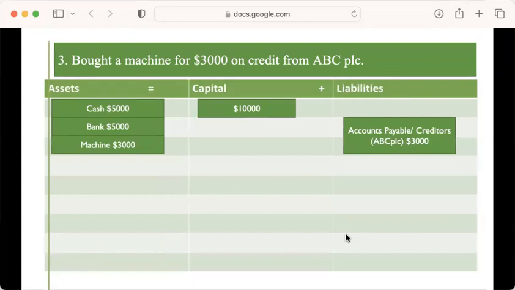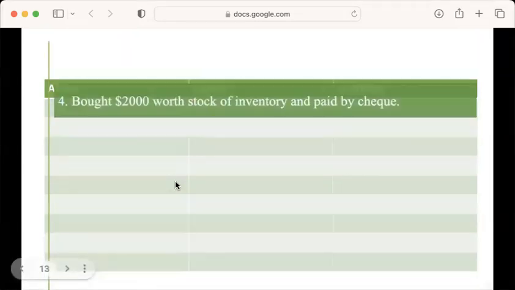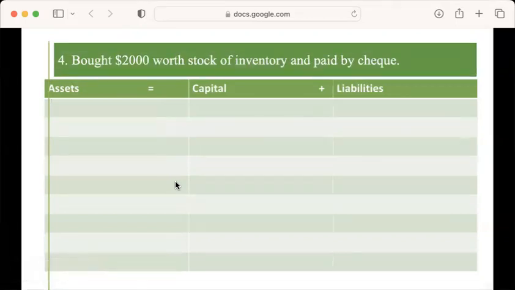Now the asset side totals 13,000, and so do the liabilities on the other side. So the accounting equation is true even on this day. On the fourth day, let's say the business bought 2,000 worth of stock of inventory and paid by check.